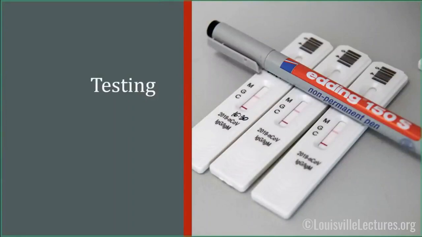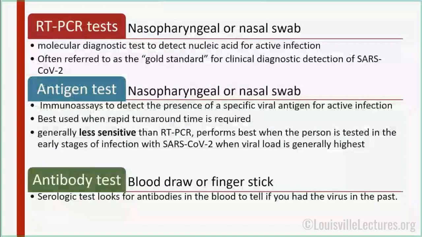Now, what about testing? Well, there are three main tests that are used. The first two are the ones that are primarily used. The first is the RT-PCR test. It's the molecular diagnostic test. It's considered the gold standard. It has very high sensitivity, anywhere between 95% to 99%. And again, it is the gold standard and the clinical diagnostic test of choice.